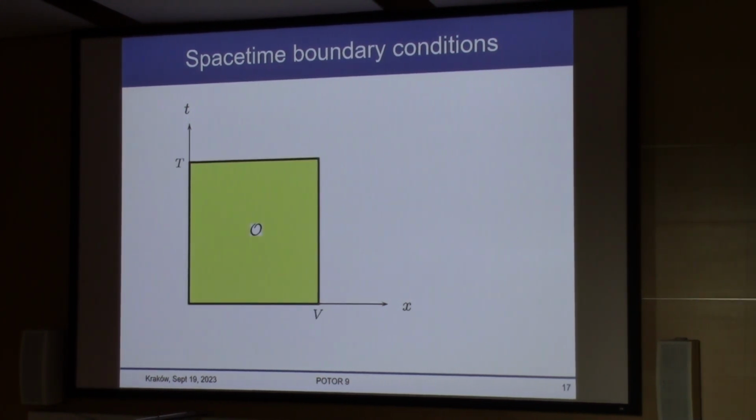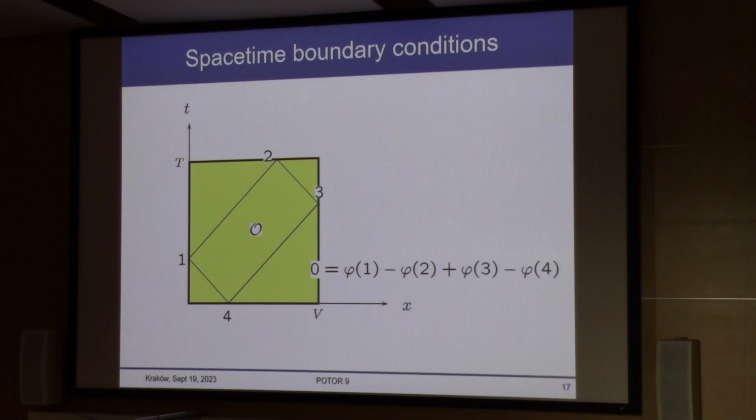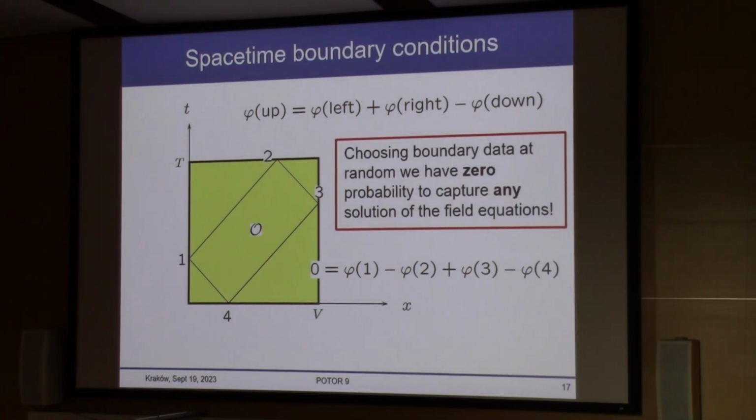What does it mean? It means that if we want to impose boundary conditions in such a region U, then we must observe this equality, which simply means that the boundary value on the upper wall is uniquely given in terms of the values on the remaining walls, which simply means that choosing boundary data at random, we have zero probability to capture any solution at all.